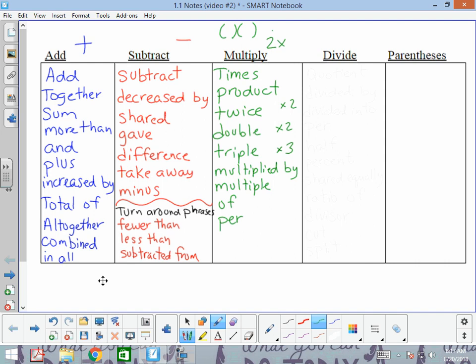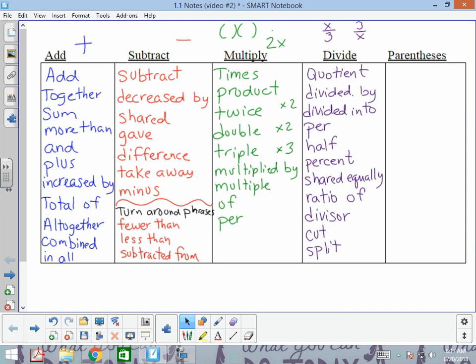So for divide, we're going to use the fraction bar. So for something divided by 3, x divided by 3. Or if it's 3 divided by x, we put 3 on top and x on bottom. The order stays the same. So whatever's first goes on top, whatever's after the word for division goes on bottom. So quotient, divided by, divided into, per, again, half, percent, shared equally, ratio of, divisor, cut, and split.